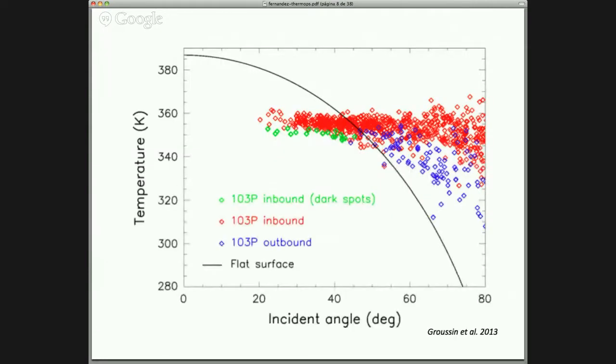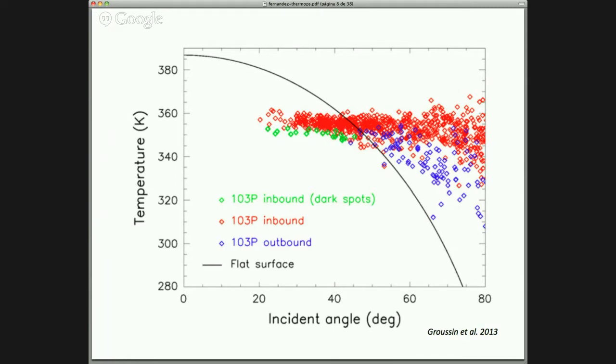They came up with several things that I thought were pretty interesting. This is a scatter plot showing the temperature that they measured at different points on the nucleus. This is for 103P, so Hartley 2, showing the temperature at different points on the nucleus as a function of the incidence angle of sunlight. At 0 degrees the sun is overhead in terms of the local sky, and at 80 degrees the sun is really low, close to the local horizon. The interesting thing is that there's almost no dependence of the temperature on the surface of Hartley 2 on the incidence angle.